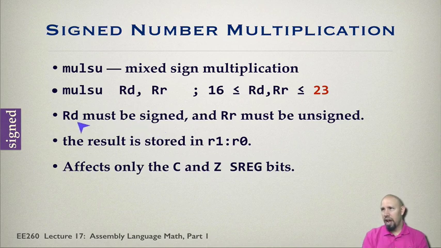Okay, so you have to keep track of which one is the signed, which one is the unsigned. So unlike most multiplication that's commutative, where it doesn't matter which order you multiply them in, this signed number multiplication is not commutative. It does matter which order you multiply them in. Again, the result is stored in registers 1 and 0, and again, this affects only the C and the Z bits of the S register, carry and the Z bit.